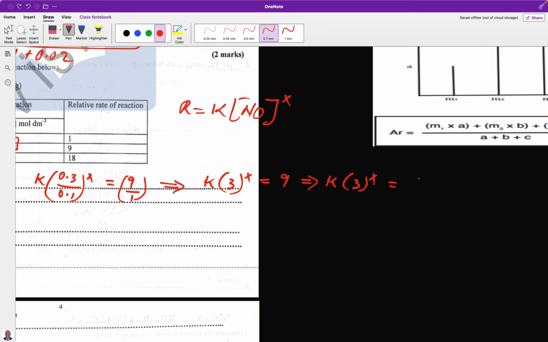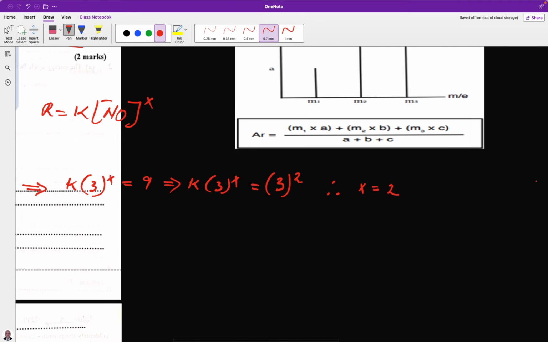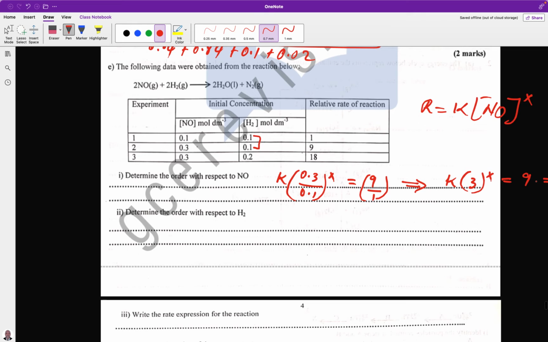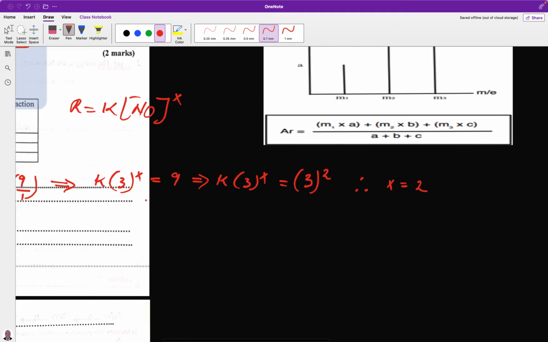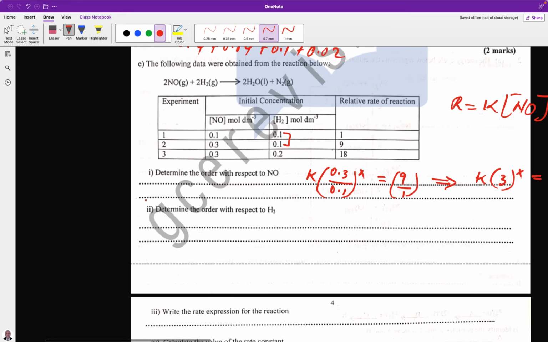Okay. In that order, we will have 3. Therefore, we now say x is equal to what? 2. That is second order with respect to NO. We can now conclude here that x, the order with respect to NO, is second order. Since we have calculated the value of x, we now say x is equal to 2. And that is second order.